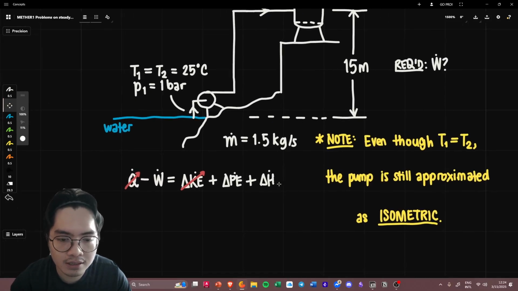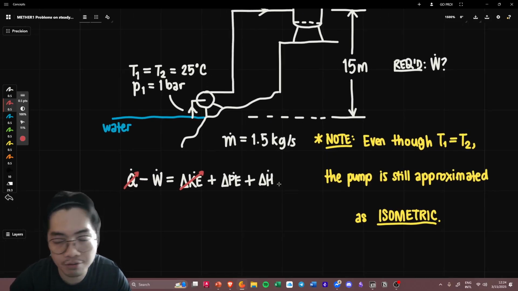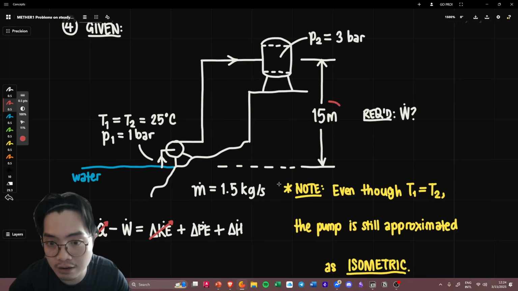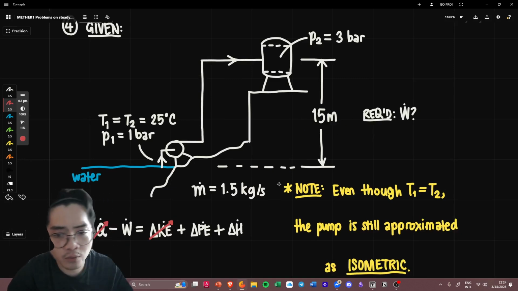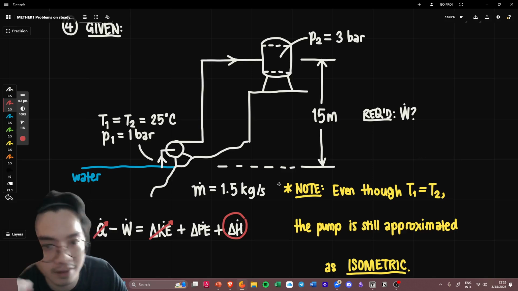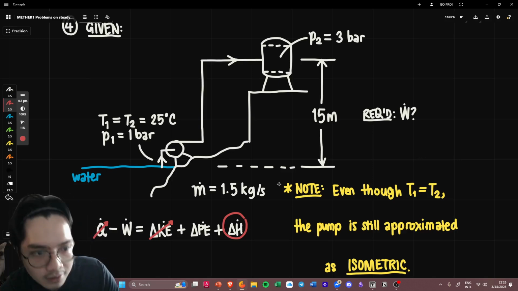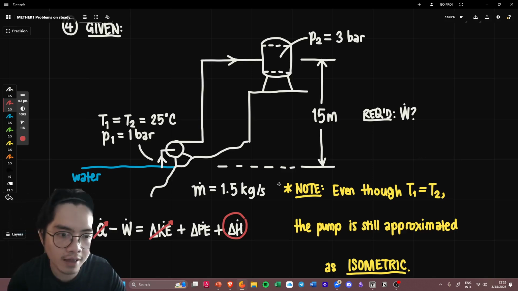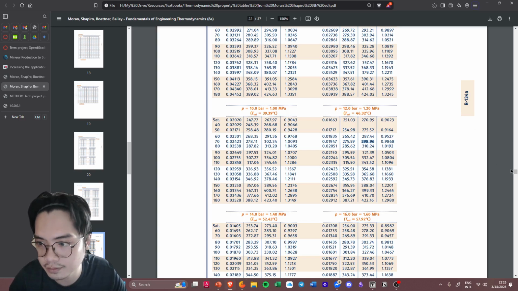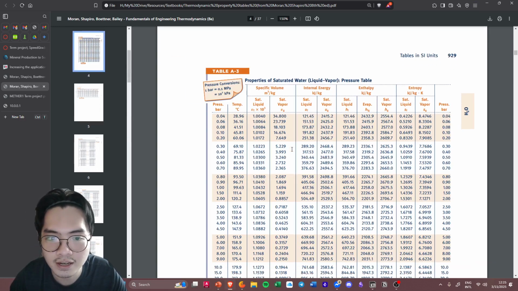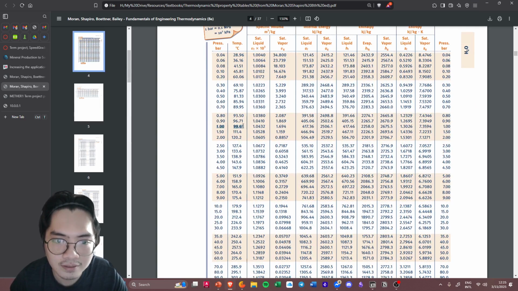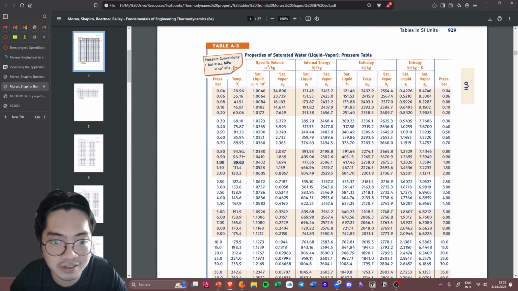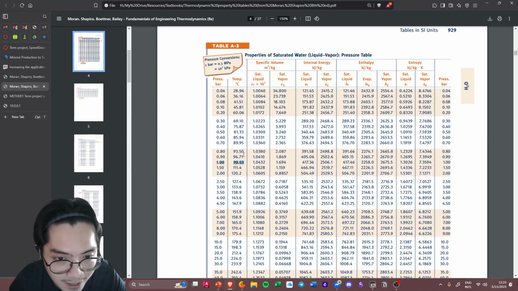What about the other things now? What about potential energy? There clearly is a change in elevation, so we can't just remove that. And what about enthalpy? This is the big thing now. For all intents and purposes, if you look at water, if you guys don't believe me, at 1 bar, the saturation temperature for water is 99.63.